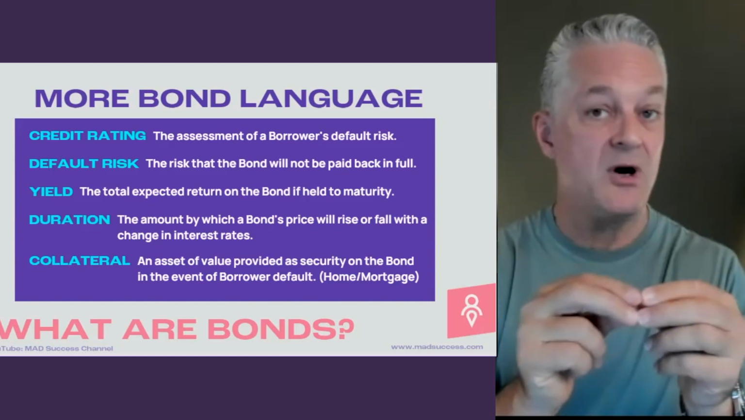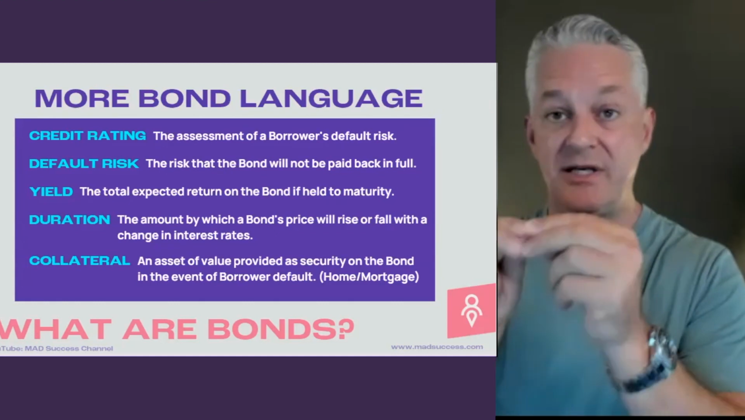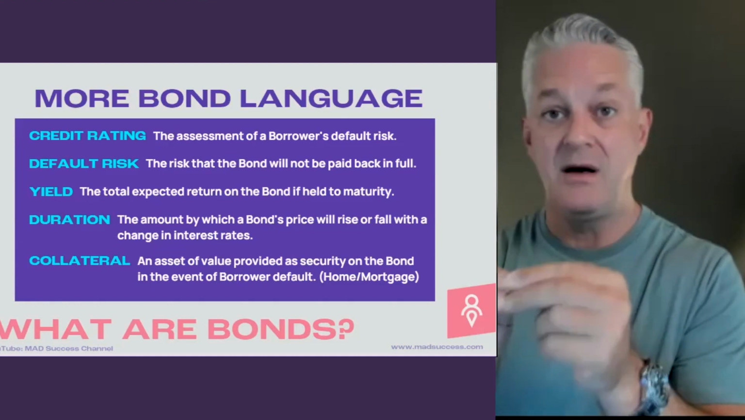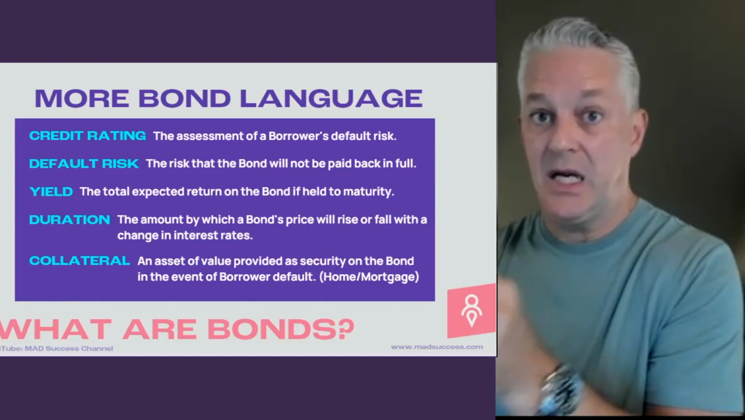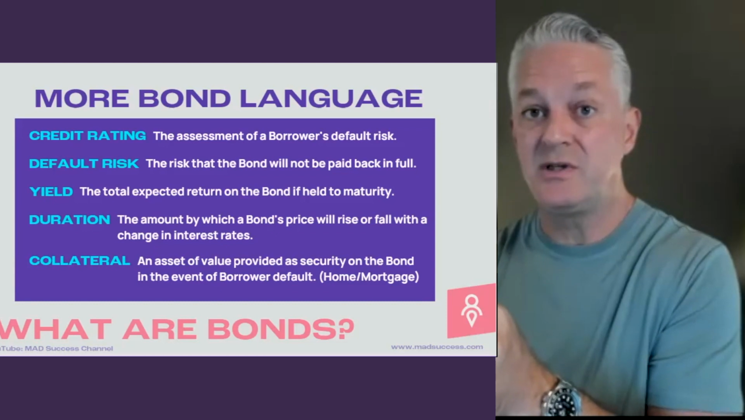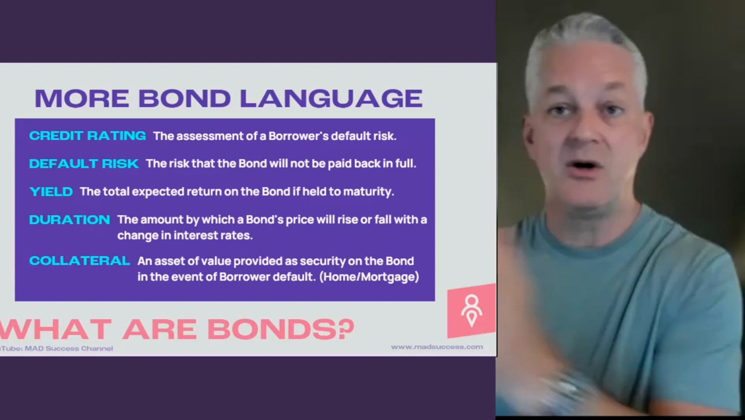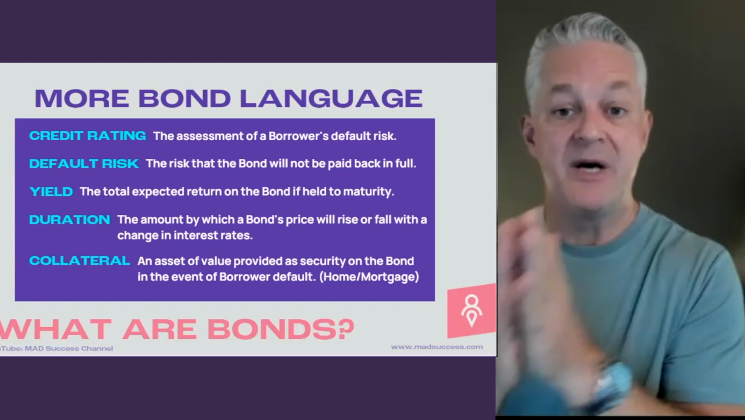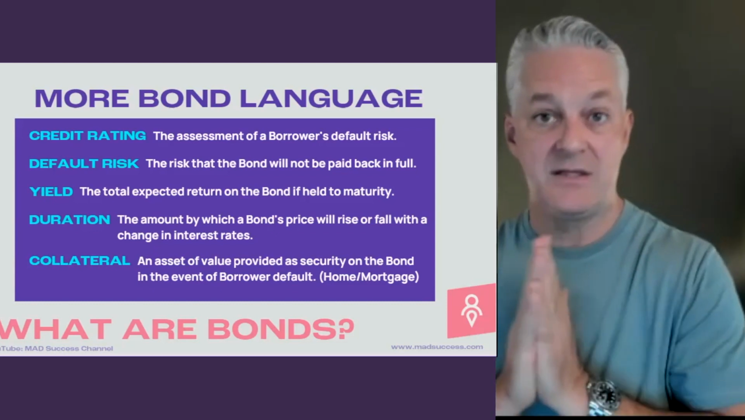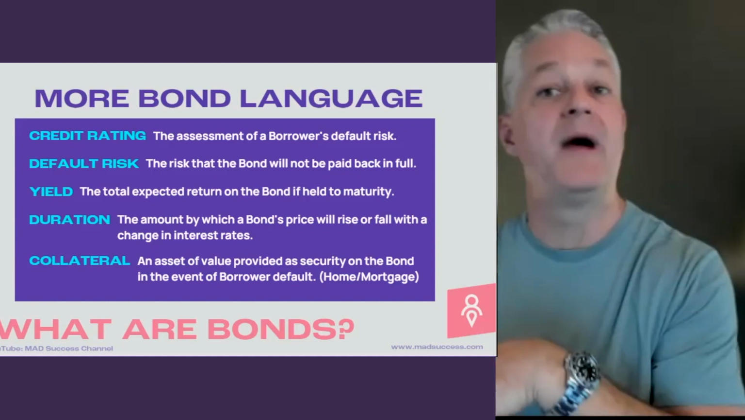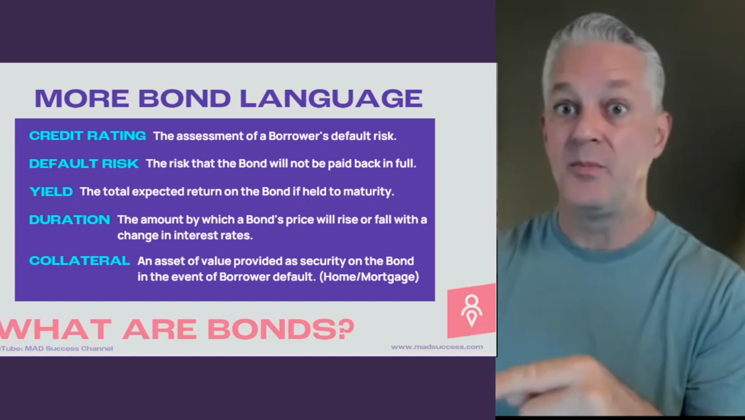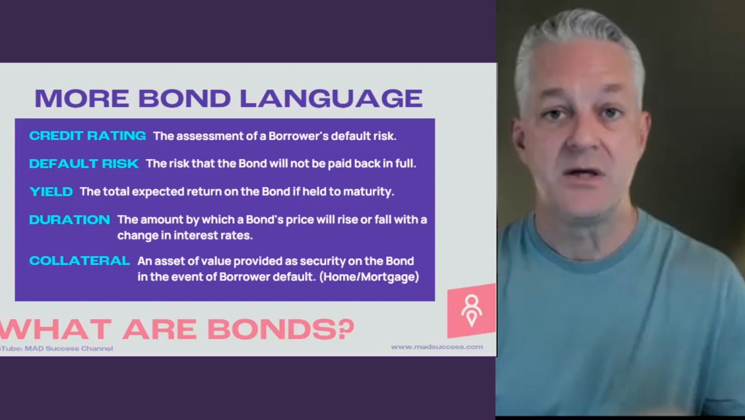But default risk also applies to the coupon, to the interest on the bond. If the borrower defaults on the interest, it is also a default. It's a bond default, and that leads to all sorts of other complications. But your risk as the lender is that they don't pay you back. You don't get the interest and they don't pay you back the bond. That's the risk.